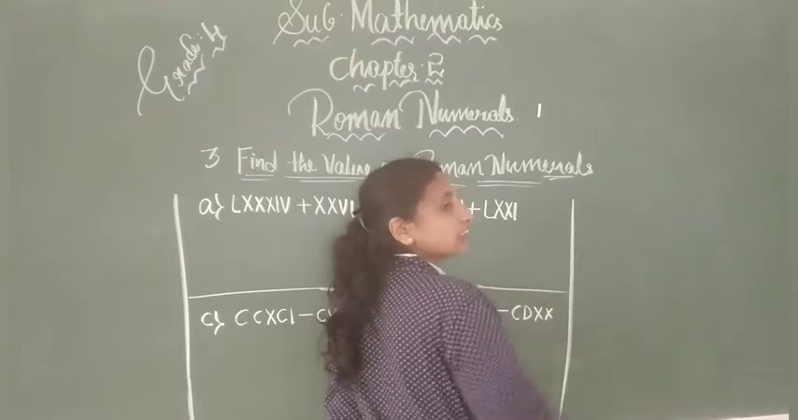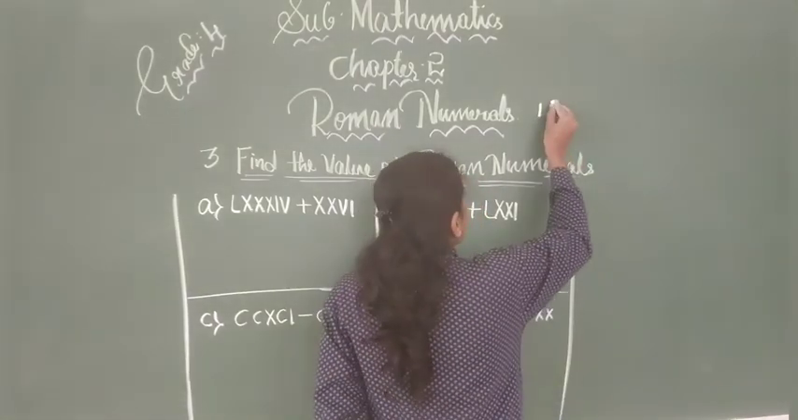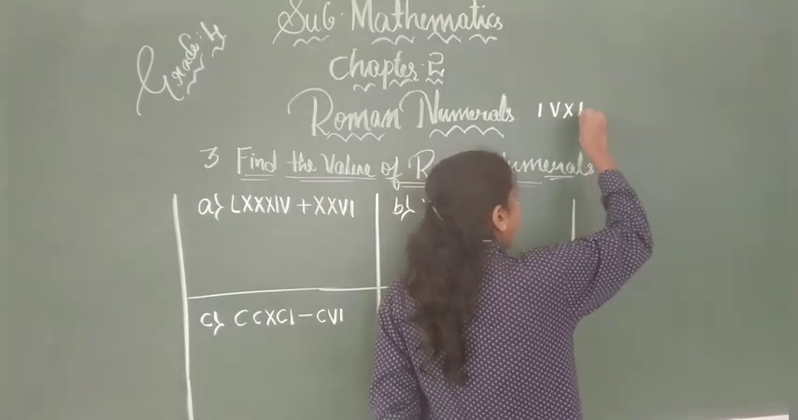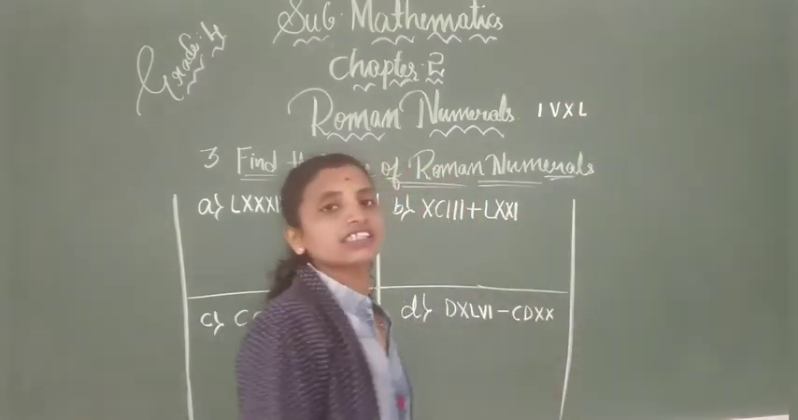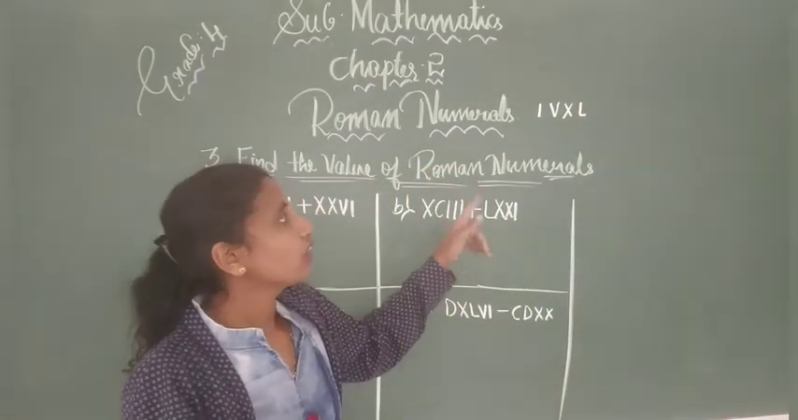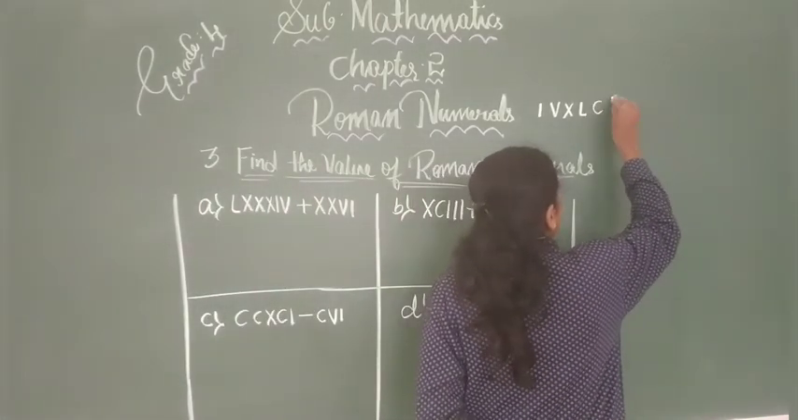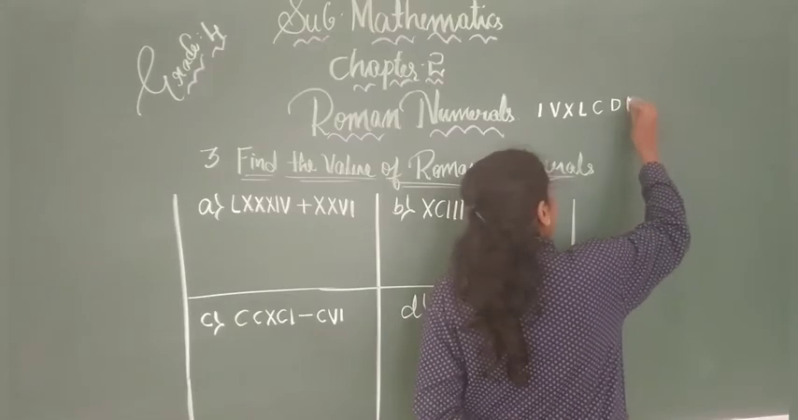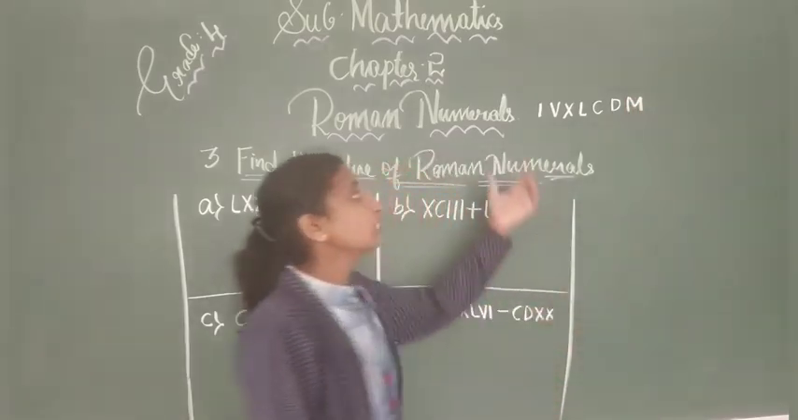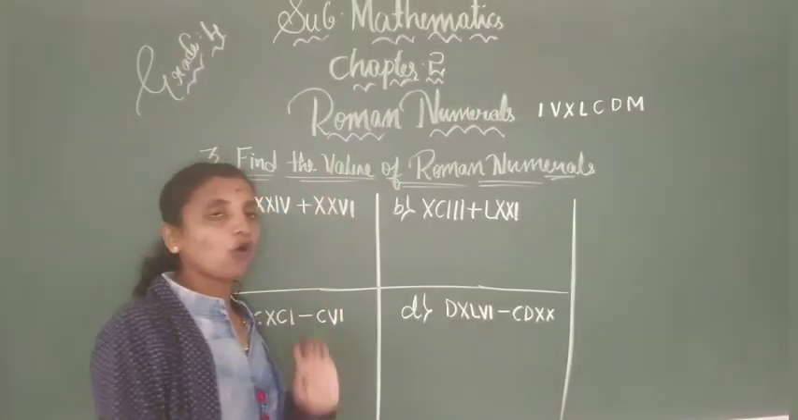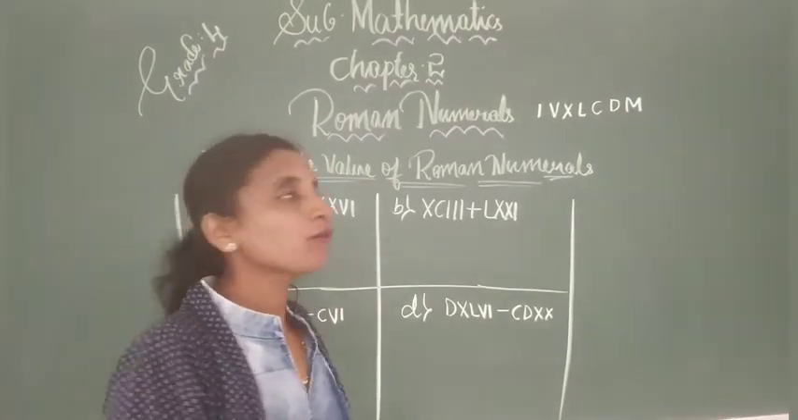I, V, X, L, C, D, M. By using these 7 English alphabets, we write Roman numbers.